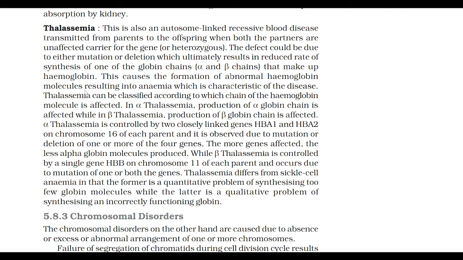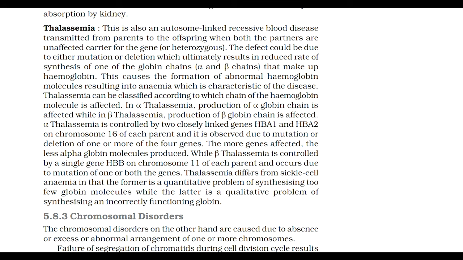Thalassemia can be classified according to which chain of the hemoglobin molecule is affected. In alpha thalassemia, production of the alpha globin chain is affected, while in beta thalassemia, production of the beta globin chain is affected. Alpha thalassemia is controlled by two closely linked genes, HBA1 and HBA2, on chromosome 16 of each parent, and it is observed due to mutation or deletion of one or more of the four genes. The more genes affected, the fewer alpha globin molecules produced. While beta thalassemia is controlled by a single gene, HBB, on chromosome 11 of each parent and occurs due to mutation of one or both the genes.